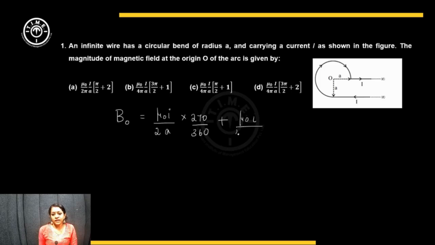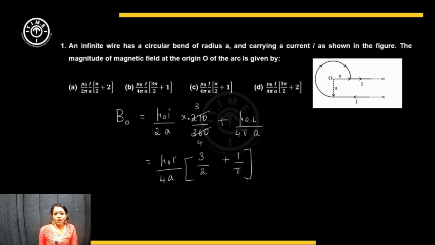Mu 0 I divided by 4 pi, here it is a in place of r. Okay, a is the distance of point O from this straight conductor. Now 270 and 360 cancel, you will get 3 by 4 over here. Now take mu 0 I by 4a common from both the terms. Yes, you will get the first term as 3 by 2 and the second term as 1 by pi, isn't it?